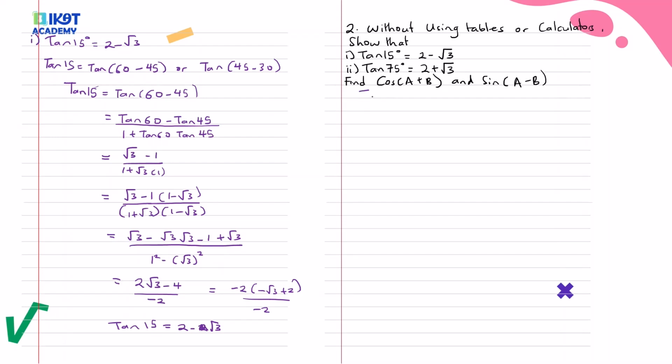So tan 75, we express it as a sum. This one we express as a sum of two numbers whose tan, sine, and cos can be found without using a calculator. So for tan 75, we'll express it as tan of 45 plus 30. Then I will apply the compound angle formula. Even here, we're applying the compound angle formula for the addition of two angles in tan. So this is tan 45 plus tan 30 out of 1 minus tan 45 tan 30.